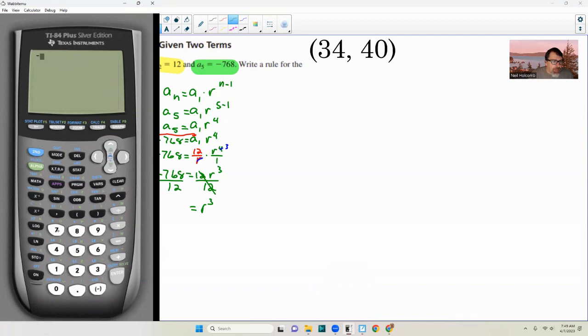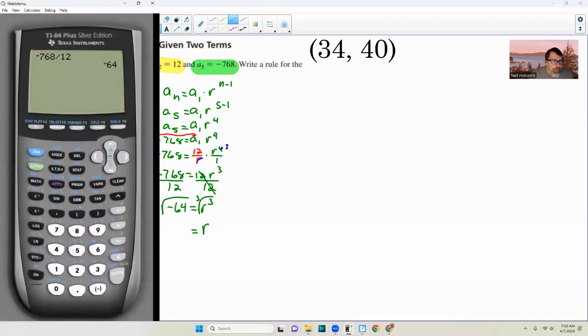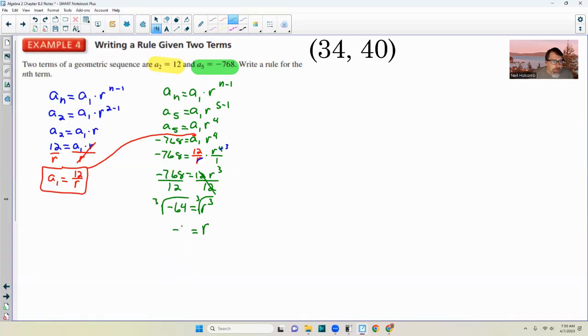I'm going to get my calculator out. Negative 768 divided by 12, enter, is negative 64. And now I want to take the cube root of both sides to find r. Cube root of both sides will give me r equals. If I go back to my calculator, math, cube root, and I want negative 64 under the radical, and I get negative 4. So I found r. r is negative 4.